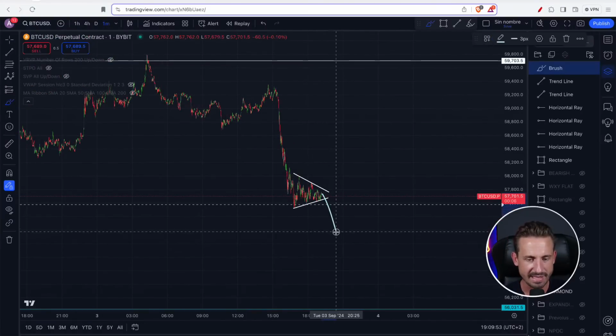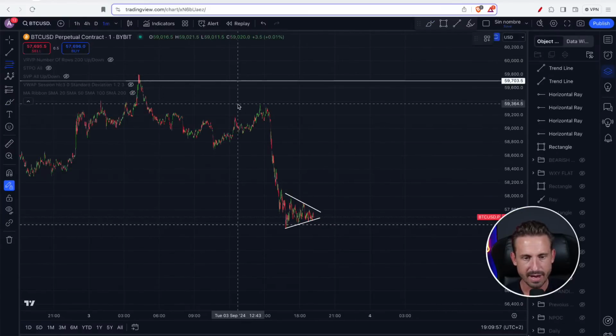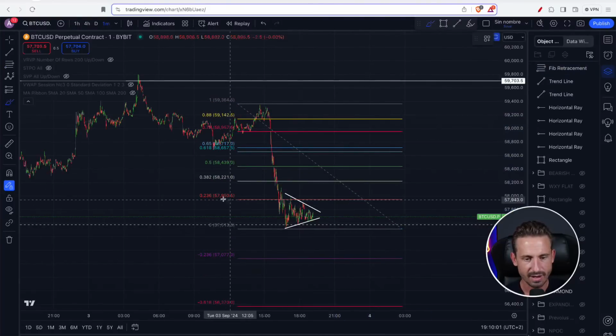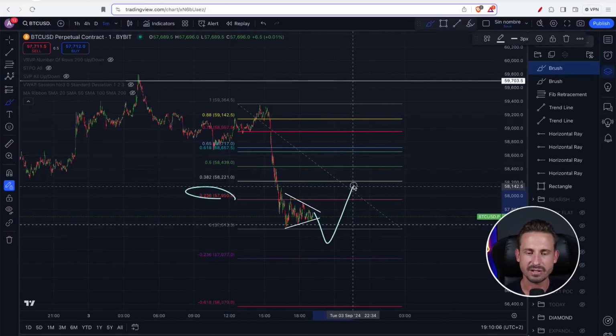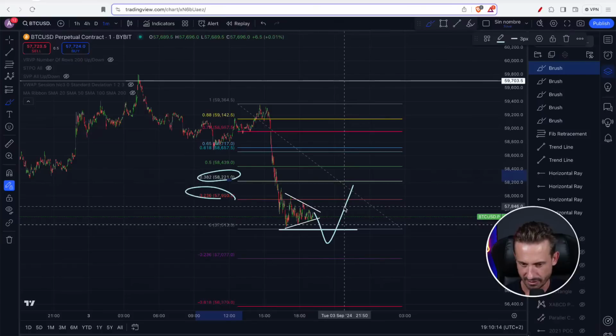The situation that I was explaining here at the beginning of the stream was for this to get a successful breakdown without retracing to the 382 Fibonacci, just hitting the 236 is extremely rare. I would really expect the price to do something like this. Swing failure pattern, double bottom, whatever, and then get that move up to the 382.